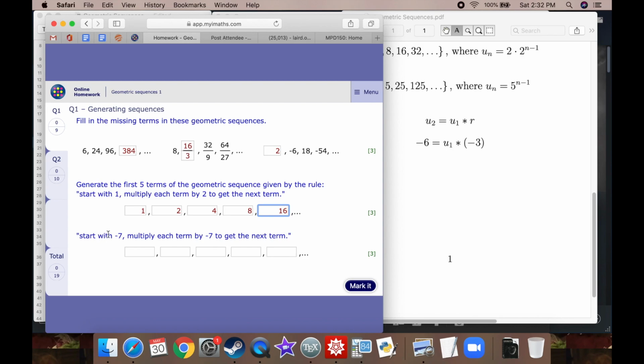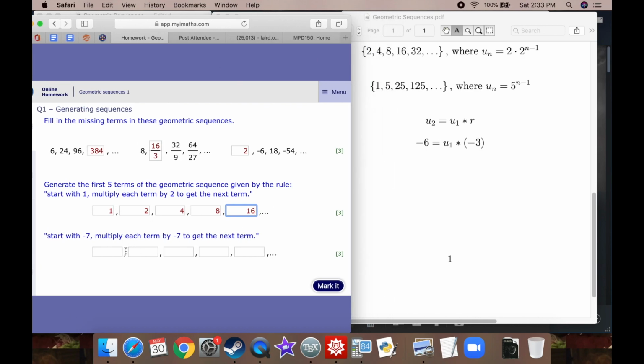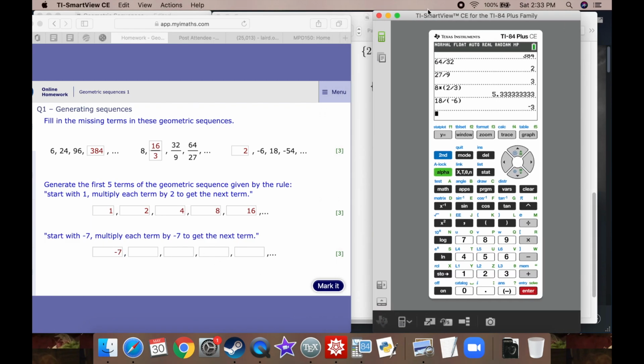Okay, now this one says start with negative 7 and multiply by negative 7 to get to the next term. Well, I mean, we know we start with negative 7, so that's not a problem. Let's see. What can I do to make this easier on myself? You know what I'm saying? Well, I can do this the easy way, can't I?